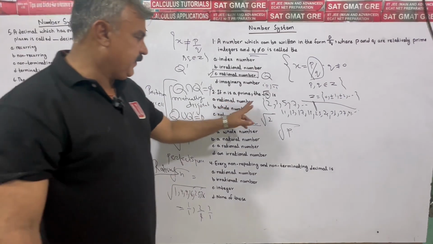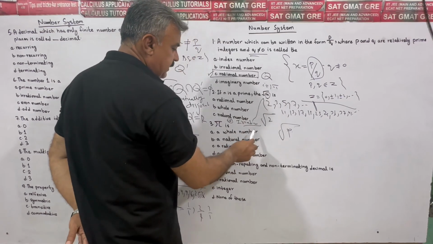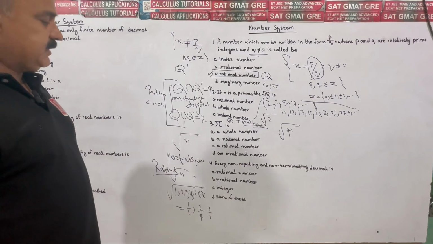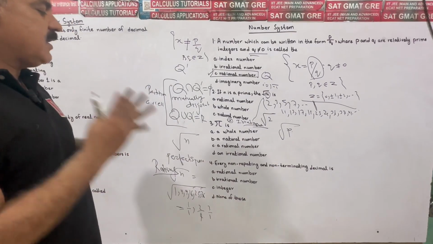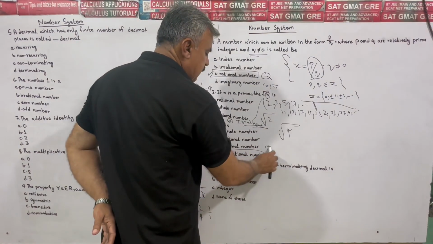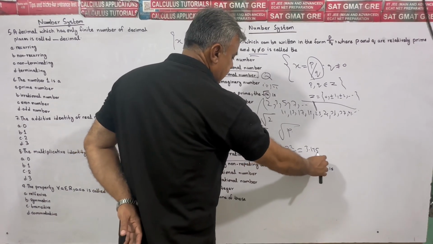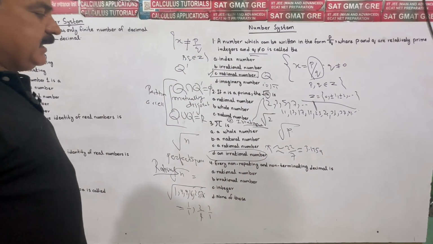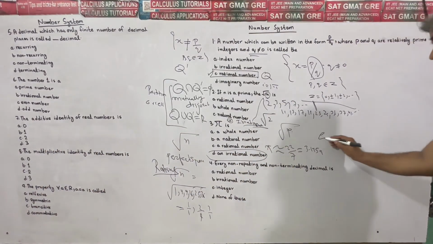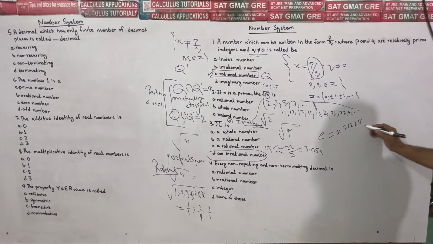If n is prime, then root n represents an irrational number. In that case, I have included the D option, irrational number. Pi is our famous irrational number, having value approximately equal to 22 over 7, or 3.1459. Along with pi, there is another humongous irrational number, Euler's number e, having value 2.71828.